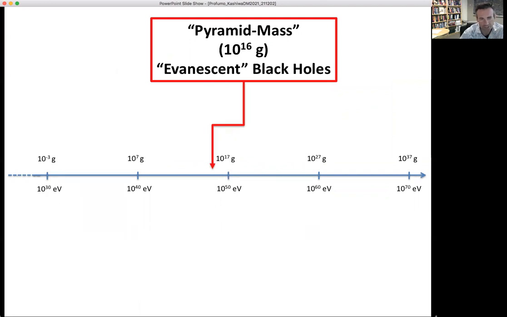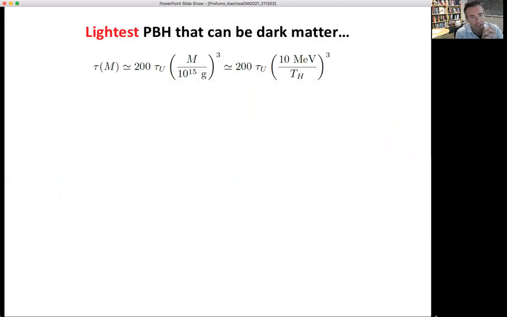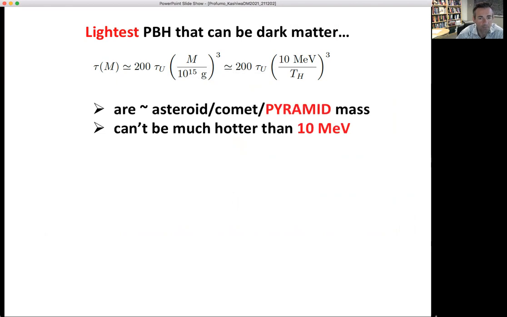These are sort of 10 to the 16 gram mass black holes that are currently in the process of evaporating. So black holes, in order to be the dark matter, must be long-lived enough. And in order for that to happen, they have to have a mass on the order of or heavier than 10 to the 15 grams. This is the relation between the mass and the lifetime of the black hole due to Hawking evaporation. And that in turn sets the scale of the Hawking temperature of the evaporating black holes to be around an MeV.